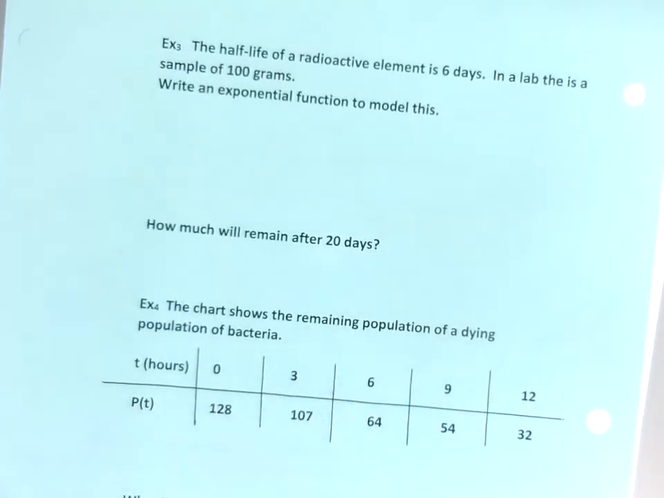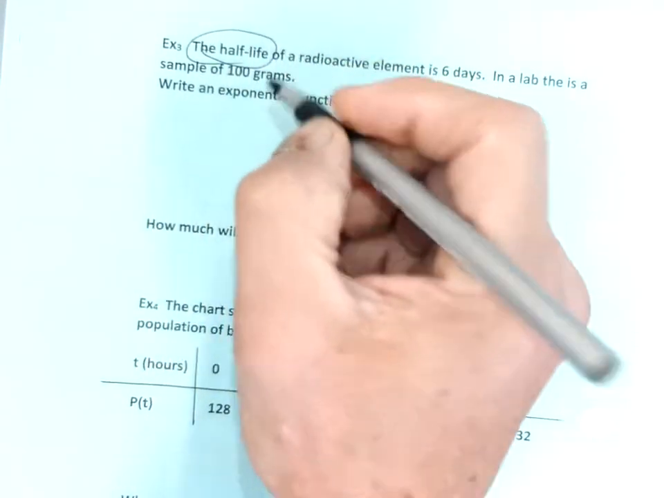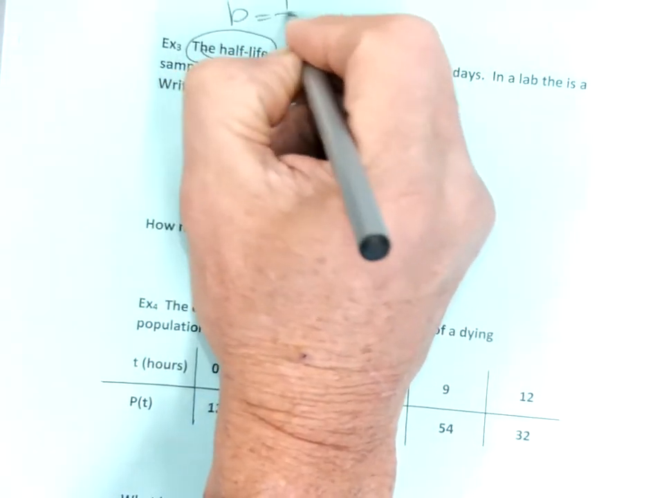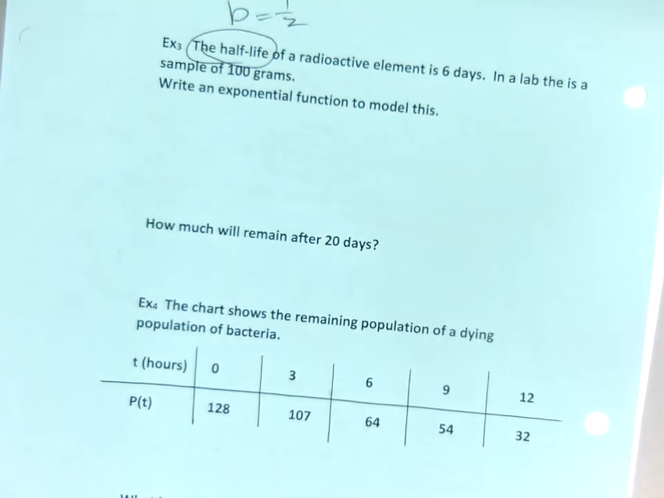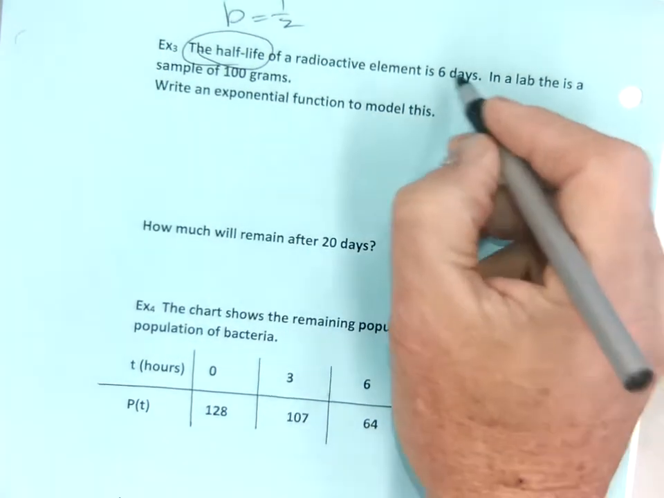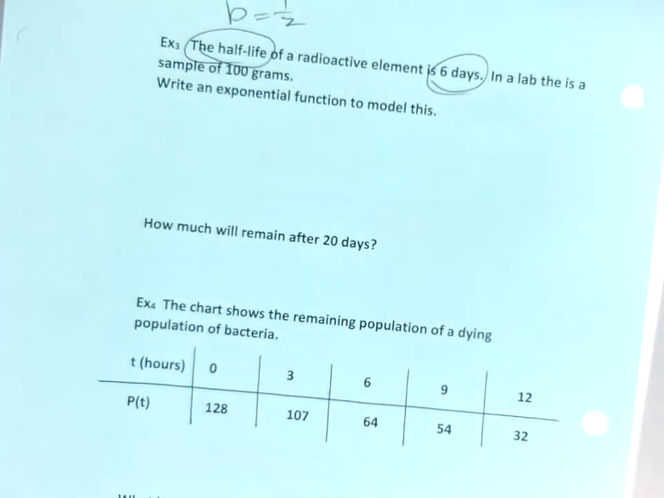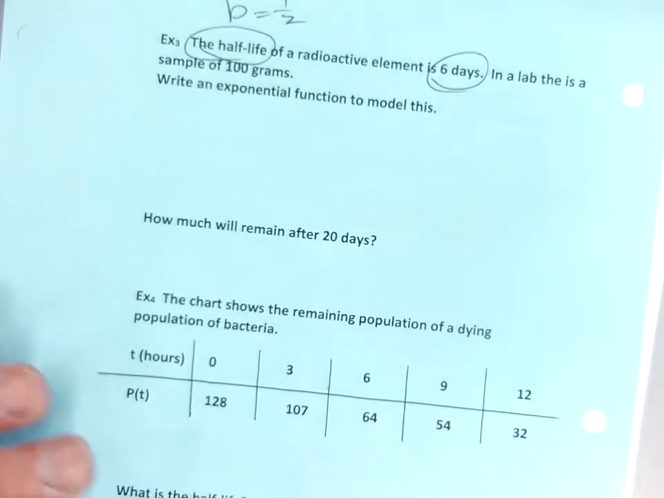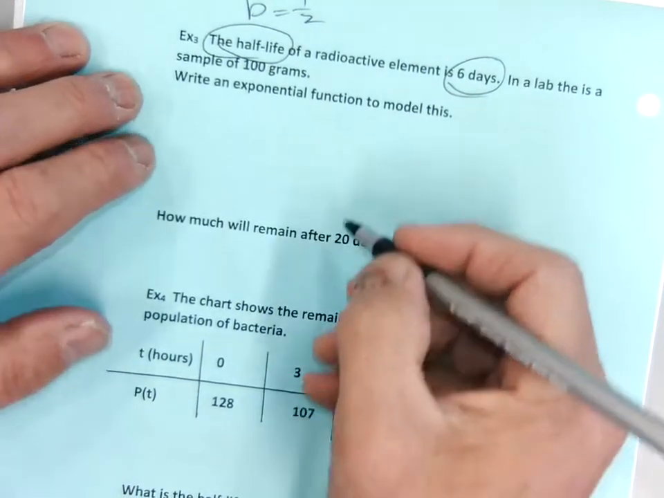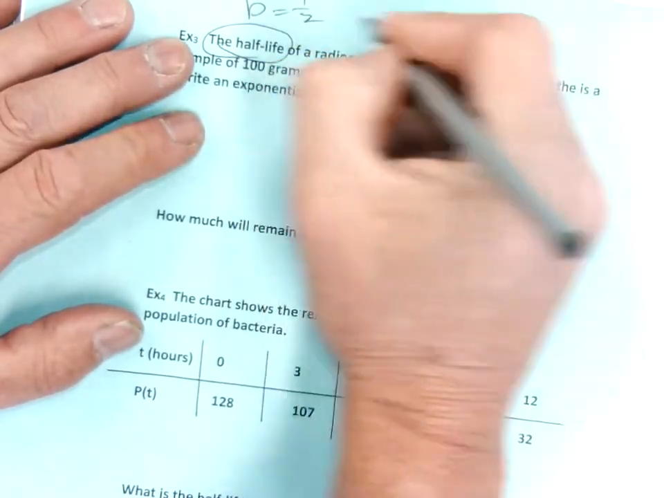All right, the half-life, that's a rate. Half-life, that's a base of 1/2. The half-life of a radioactive element is 6 days. In the lab, there's a sample of 100. Okay, write a sample to model this. Now we're going to change our formula slightly because now we have a cycle of time.